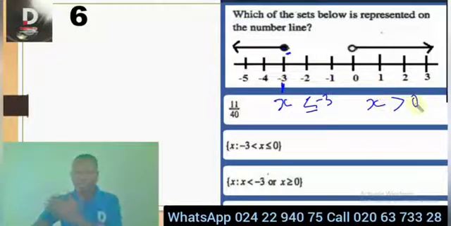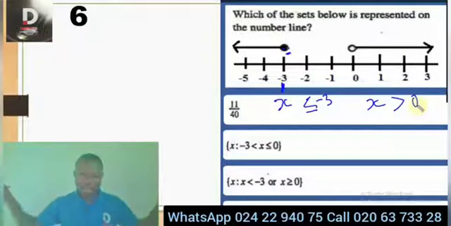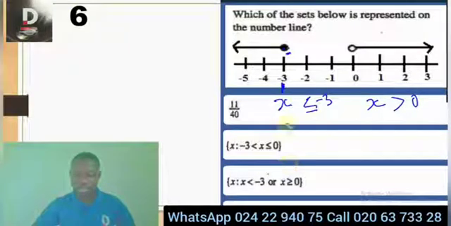The right numbers, where the arrow is pointing right, they are greater. So the values of x are where the arrows are pointing. Take note of that. Now let's look through the answers. Which one portrays that x is less than or equal to -3? Do you see it?